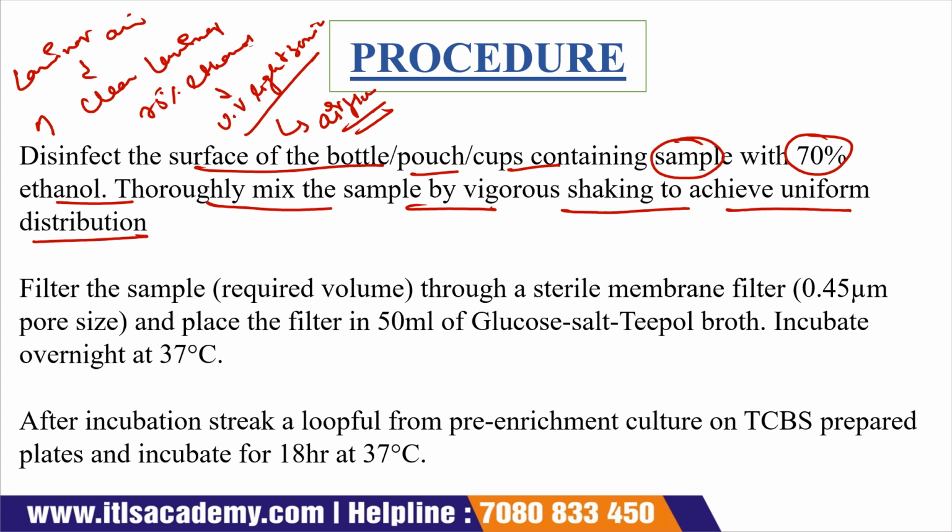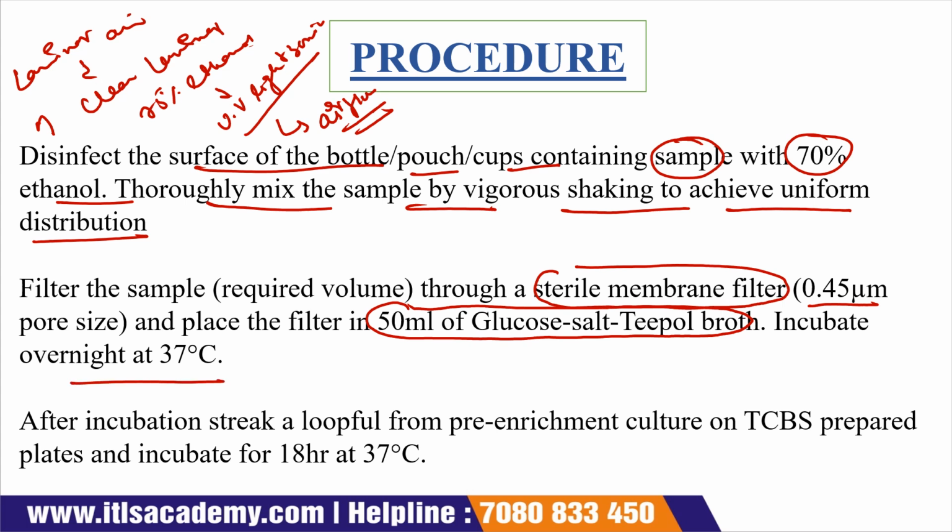Now the next is, when we have a sample, then we filter that sample, and the filtration amount of the sample is according to our required volume need. And this filtration will be done with the help of a sterile membrane filter, whose pore size will be 0.45 micrometer. And then we place this filter into 50 ml of glucose salt phenol broth. The filtrate that we get will be mixed with the 50 ml of glucose salt phenol broth, and then we incubate it overnight.